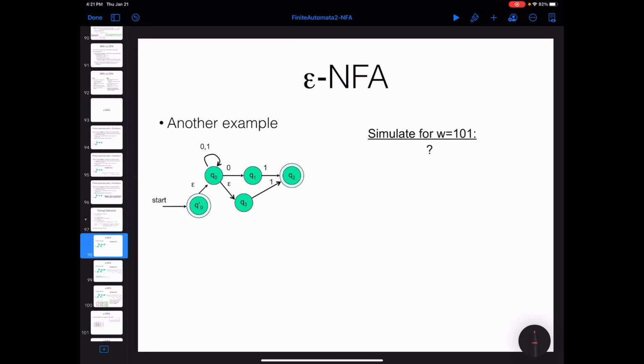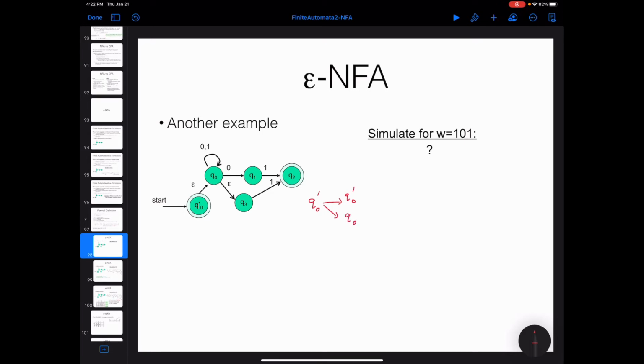So let me show you a little bit more complicated example and see how we simulate this string over this epsilon NFA. Okay, so you can say that we start from Q0 prime, right? I have an epsilon transition over Q0 prime, so I can say that using this epsilon transition, I can either stay at Q0 prime or move to Q0.